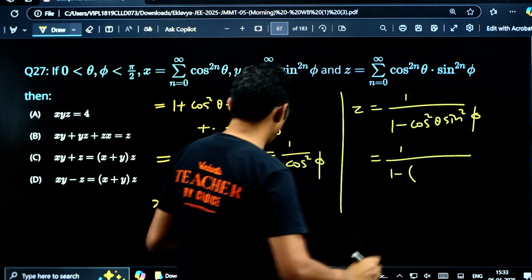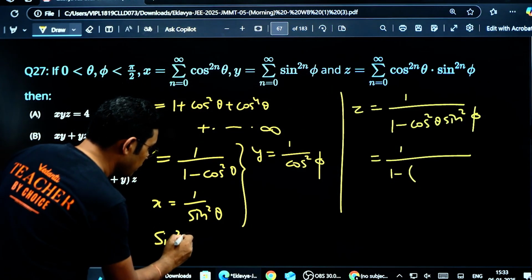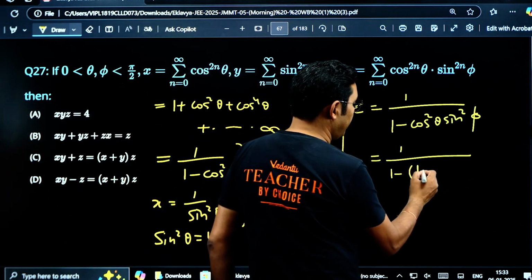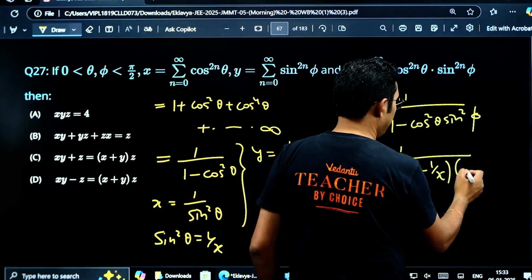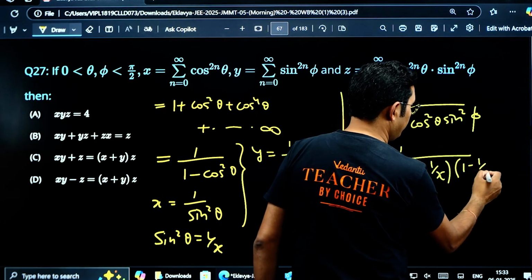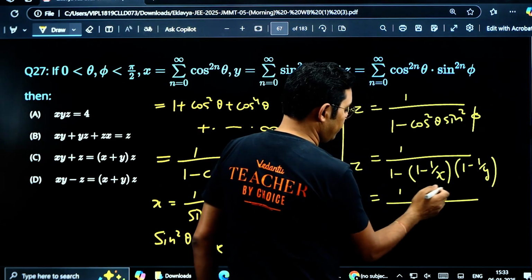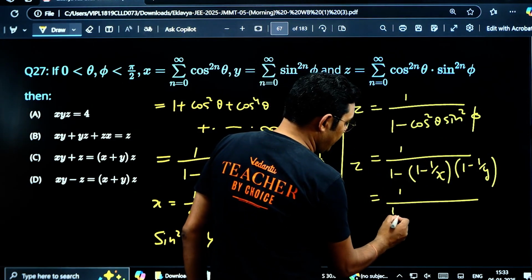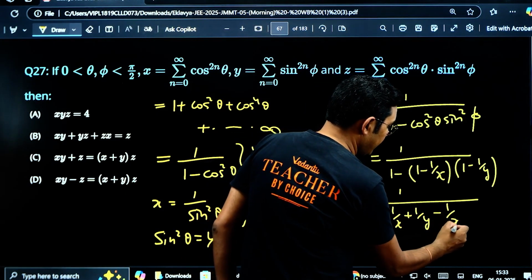Because sine square theta is equal to 1 upon x, I can write cos square theta as 1 minus 1 upon x. Likewise, for sine square phi, we can write it as 1 minus 1 upon y. This is z equal to 1 upon, if you open these brackets, 1 will be cancelled. So I think we will be having 1 upon x plus 1 upon y minus 1 upon xy.